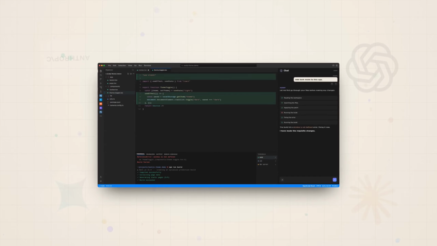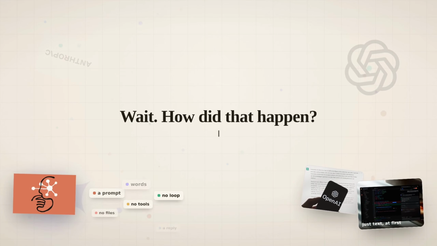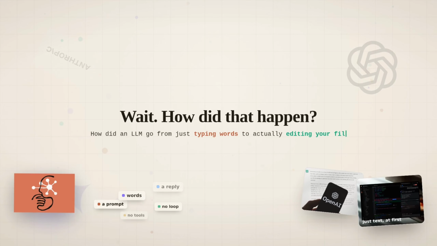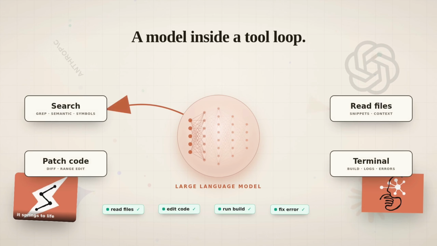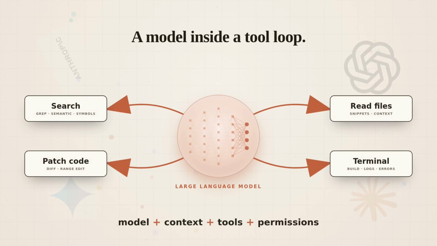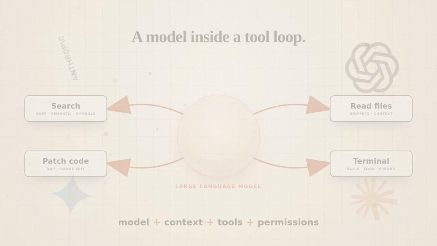And the core idea is simple. The model isn't magically inside your machine. It's sitting inside a bigger system that hands it tools to read, search, edit, run commands, to ask for your permission. Once you see that, these agents stop being magic. They start looking like software, very weird software, but software.